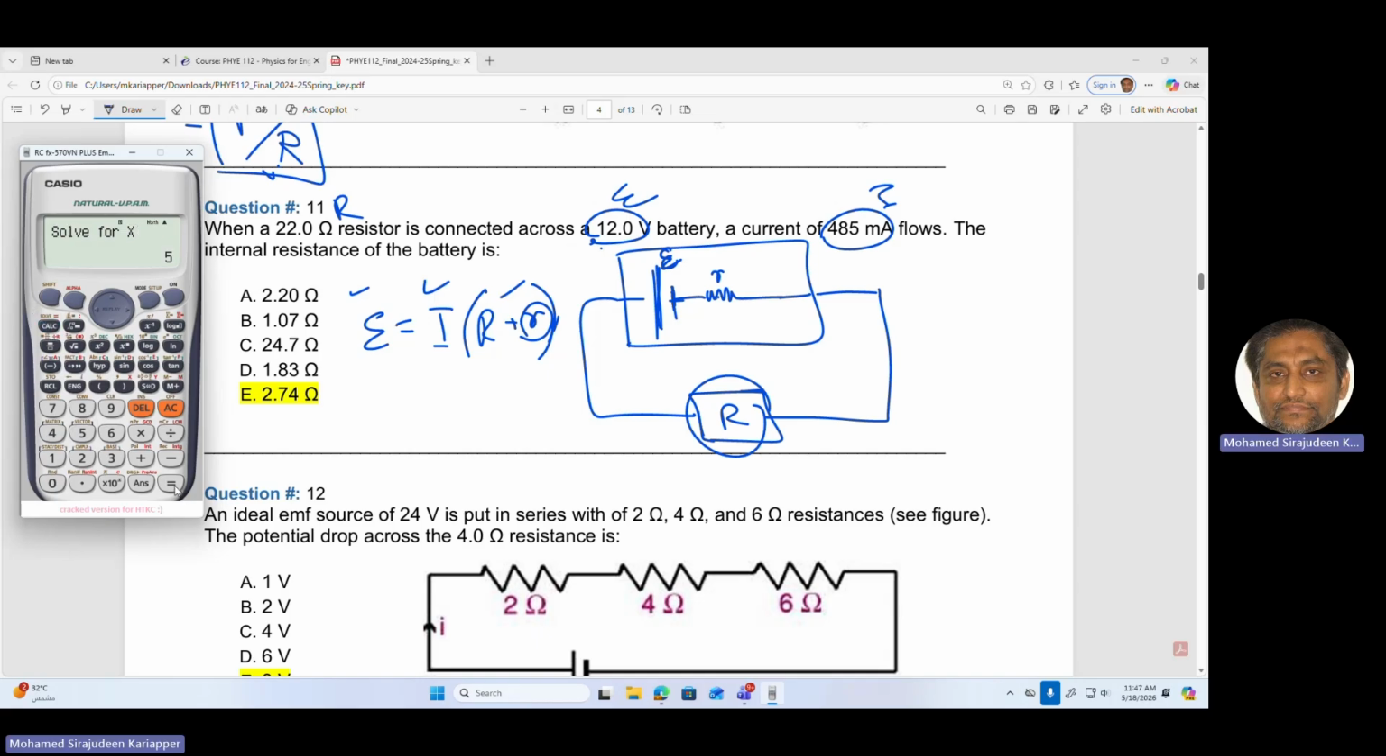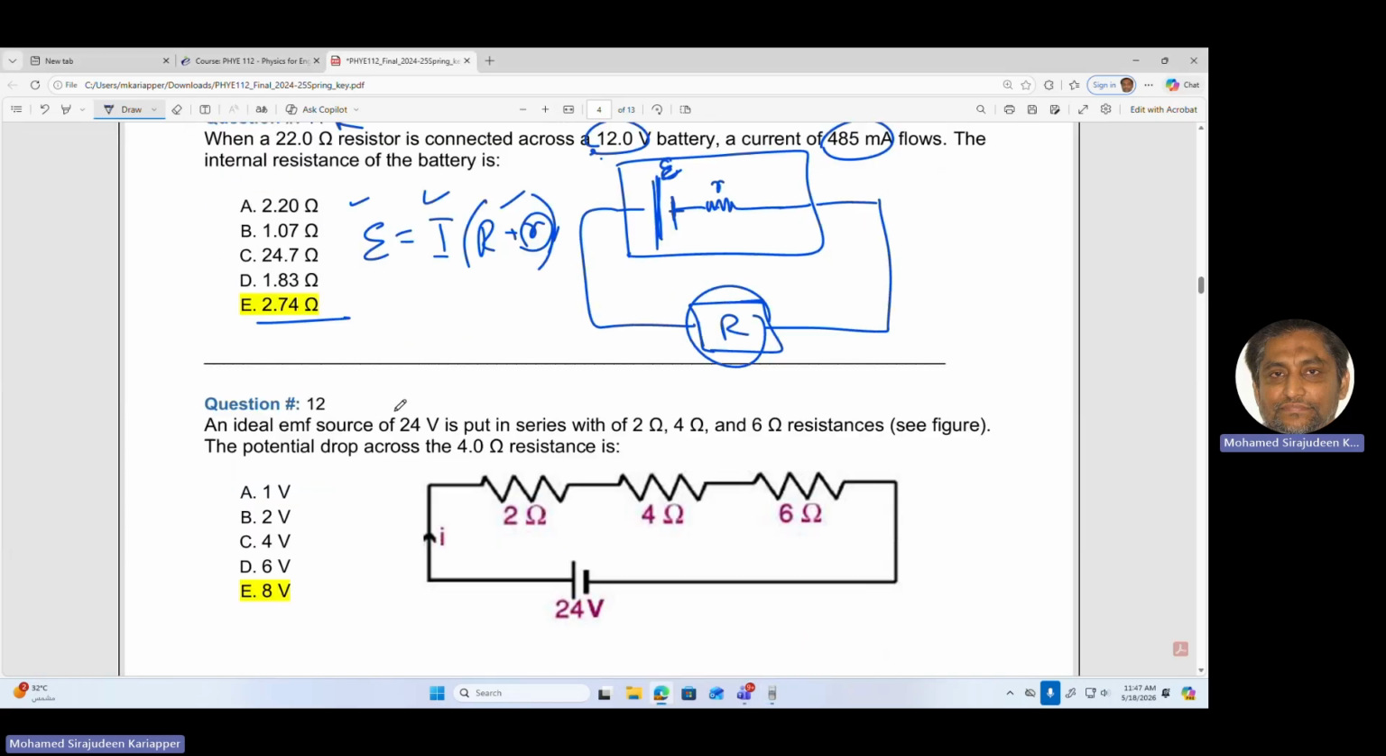This is not the answer. You should see the L minus R and X equal to. So this is 2.74. Good, you got it.